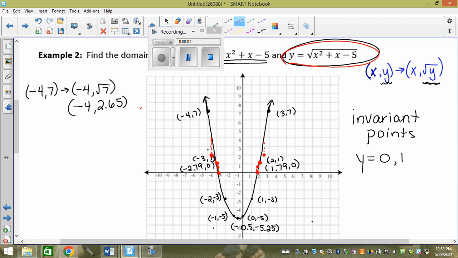to be. And then this one is at 3.7. Now it's going to be 3 and 2.65. Why?